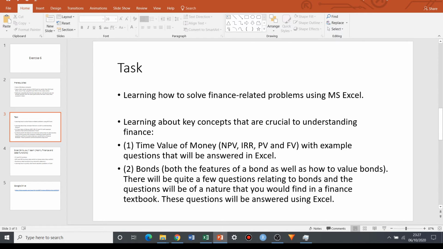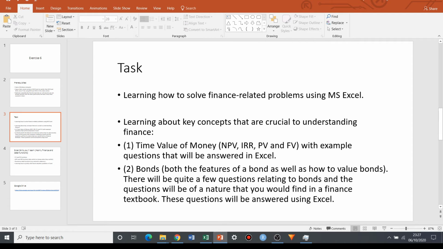So just moving on to the actual task then, what are you going to be doing? Well, first and foremost, you're going to be learning how to solve finance-related problems using Microsoft Excel. And just diving in a bit deeper, you're going to be learning about key concepts that are crucial to understanding finance. So first and foremost, you're going to be learning about concepts that are related to the time value of money. So things such as the net present value, the internal rate of return, the present value, and the future value. And also we're going to be doing example questions that will be answered in Excel.